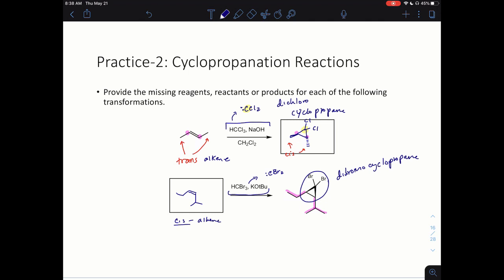If it had been trans, trans is a little bit harder to draw with the dashes and wedges to the cyclopropane itself. But if it had been drawn like that, then you might have seen one of these groups pointed down and then the other pointed up. That is trans. Okay, but this was cis, and so we needed to have a cis relationship of the two alkyl groups in the alkene starting material as well.